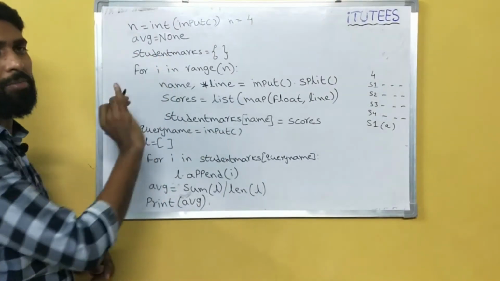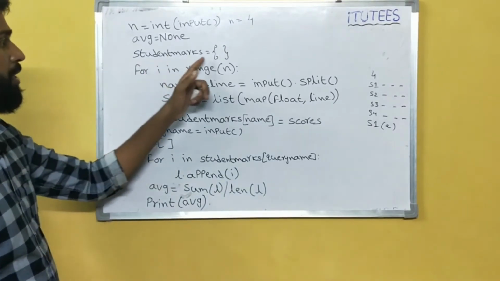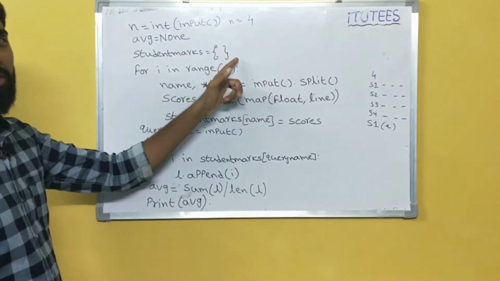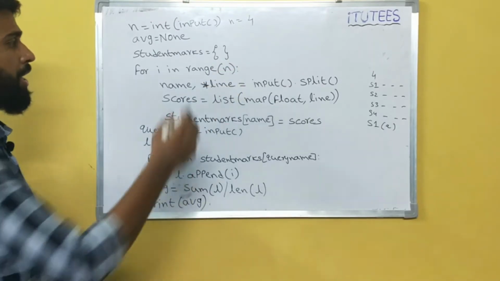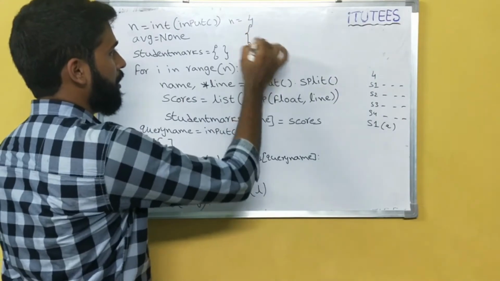None is a keyword. That means I am not assigning anything to the average. student_marks equals open brackets, closing brackets. This is the indication of a dictionary. I am taking one empty dictionary.